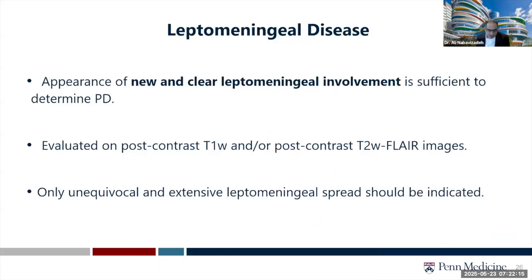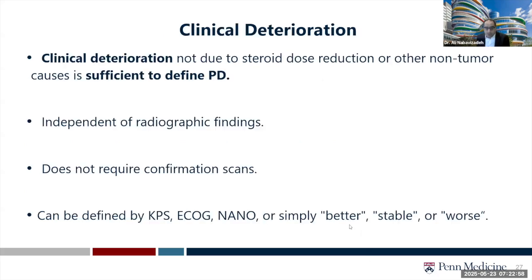Leptomeningeal disease is very important. Appearance of any new or clear leptomeningeal involvement is sufficient to determine progressive disease, but it's important to only call unequivocal and extensive leptomeningeal disease as such. Sometimes we see mild enhancement along one caudal nerve root. That is not confirmation of leptomeningeal disease. If we see multiple nodular enhancement or diffuse leptomeningeal enhancement in the brain and the spine, coating the spine or in the IACs, the places where we usually see leptomeningeal disease, that would be definitive for leptomeningeal disease and for progression.